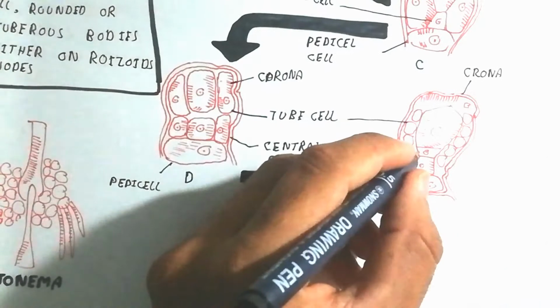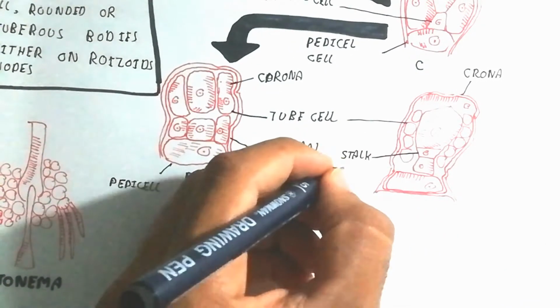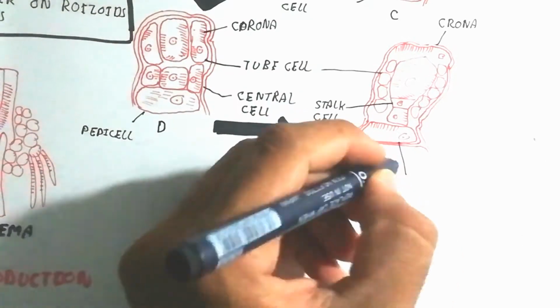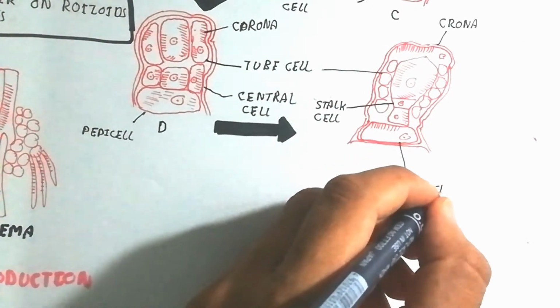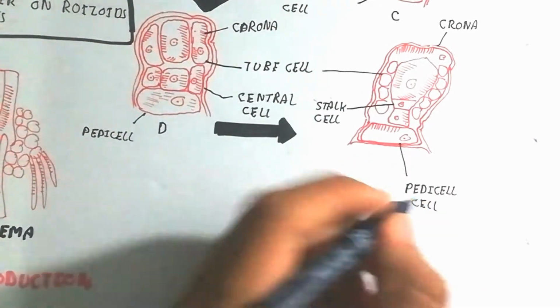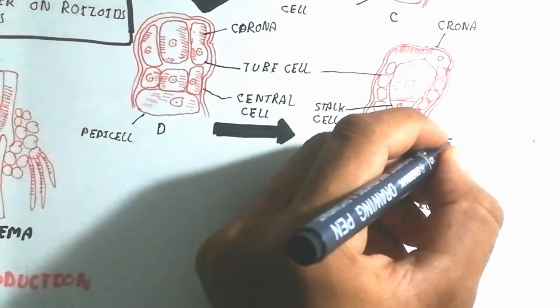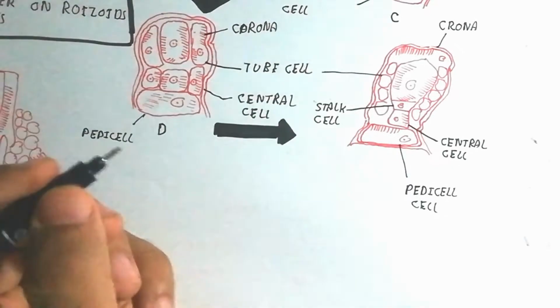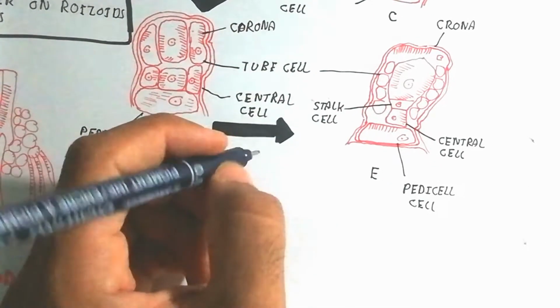That central cell is attached to the pedicel cell, and it lies between the pedicel cell and the stack cell. That is why it is also known as the central cell, due to its existence just in the center between the stack cell and the pedicel cell.